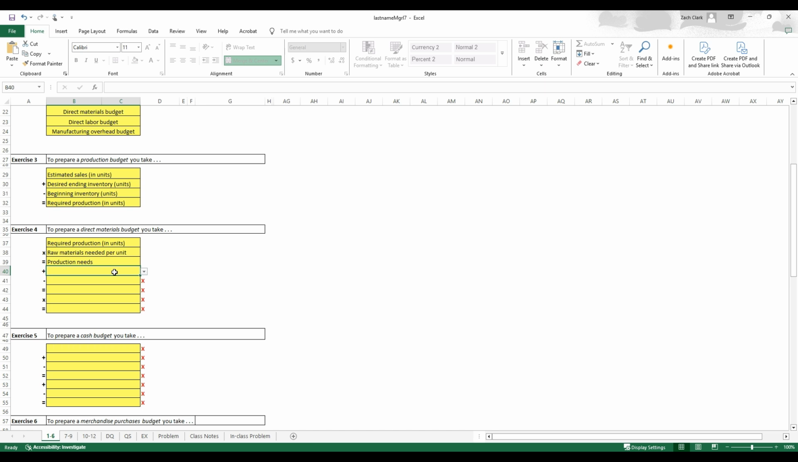Okay, so then we're going to add in our desired ending inventory, because again we're going to want to end with some stuff. Subtract out our beginning inventory, like we did above. And all these things together give us our total raw materials to be purchased. And then the important factor of the cost of raw materials per unit.